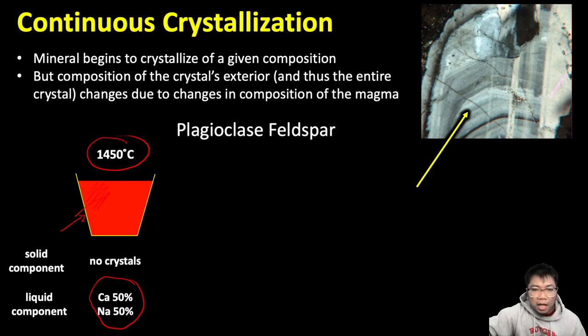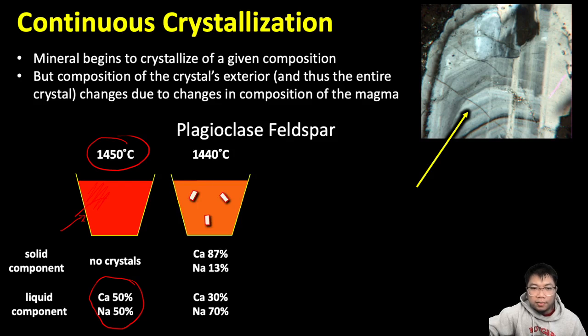However, if we keep dropping the temperature to 1440 degrees Celsius, this is the temperature when we start to get some plagioclase minerals to form. The composition looks something like that, because we have calcium that has already solidified, and part of the sodium has also solidified. So then it changes the chemistry of the liquid, from calcium 50% and sodium 50% to calcium 30% and sodium 70%.